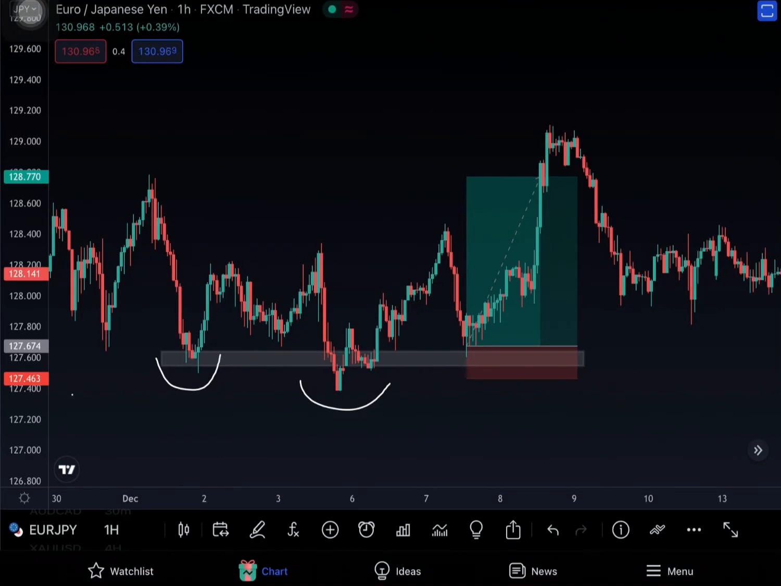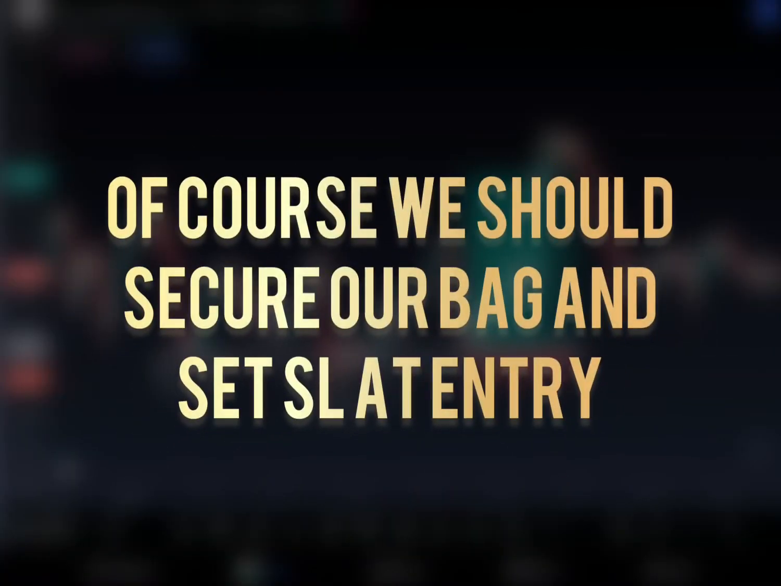When the price broke the neckline, we should wait for the price to touch our TP and complete the pattern. Okay, so that's very easy.